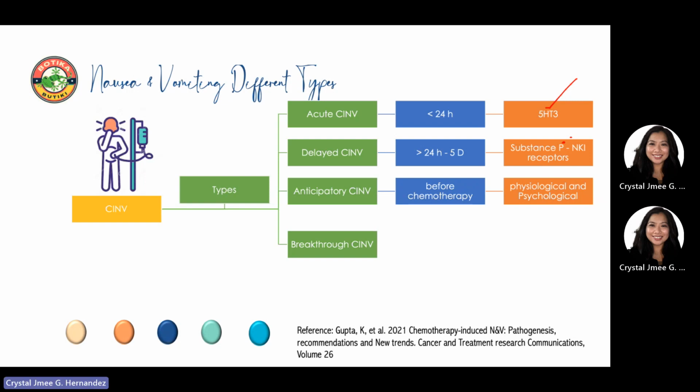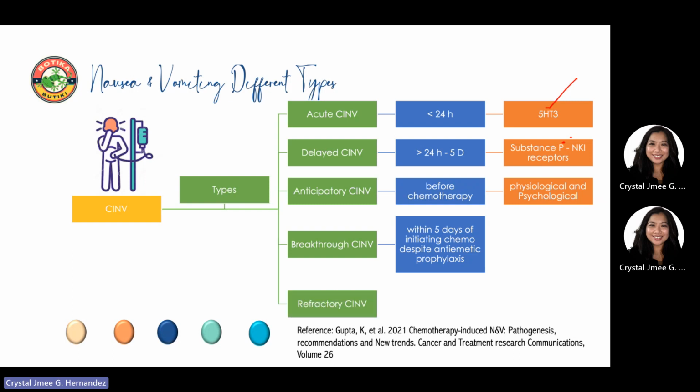Then we also have the breakthrough CINV. This normally occurs within 5 days of initiating the chemotherapy despite the anti-emetic prophylaxis. That's the idea of the breakthrough, meaning it was addressed, the patient was given anti-emetic prophylaxis to prevent the nausea and vomiting. However, still he or she manifested the nausea and vomiting. So breakthrough, that's the idea.